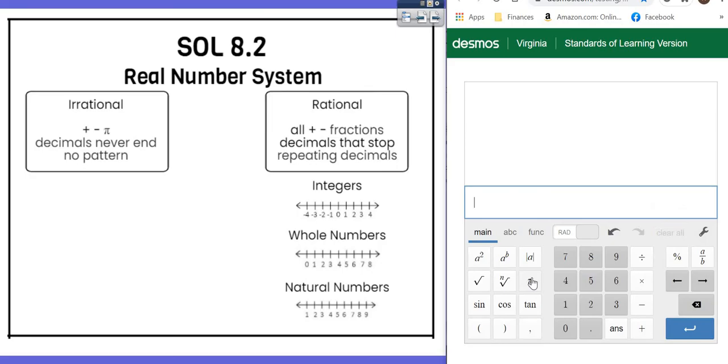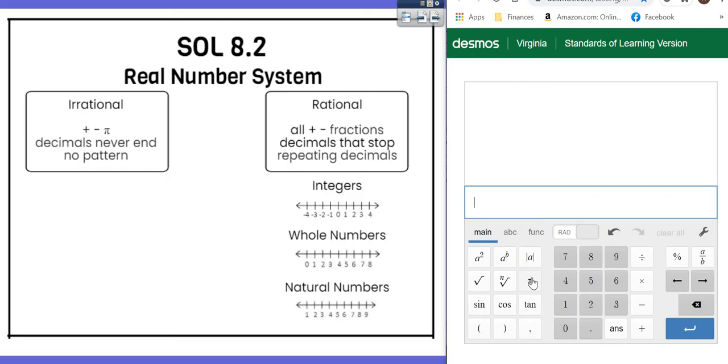Alrighty? Rational numbers are all positive and negative fractions. If it can be written as a fraction or has a fraction in it, like a mixed number, that is a rational number. When you put those in the calculator, their decimals either stop or they repeat in a pattern.